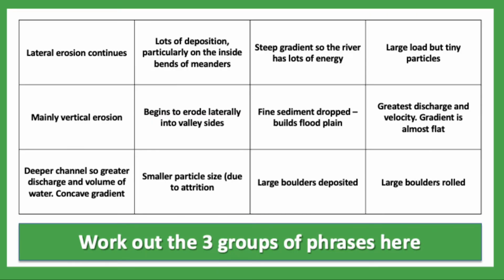Okay, we're going to work out 3 groups of phrases here. We've got a connection wall this time. So we've talked a little bit about the different processes that happen. We've talked about some of the key parts of a river basin. So we're now thinking about the long profile. We can split the long profile into the upper, middle and lower course of the river. So that's your job. On the screen we've got 3 groups of phrases. There are 12 in total. 4 of them are about the upper course of the river, 4 are about the middle course, and 4 describe features of the lower course.